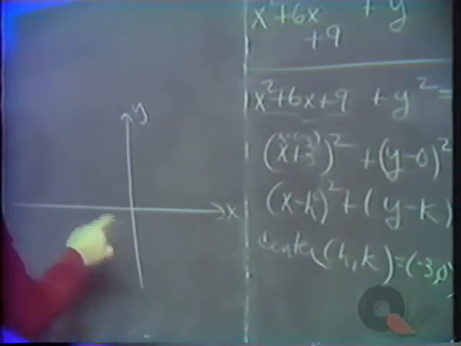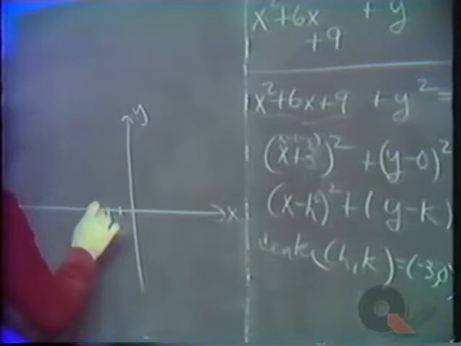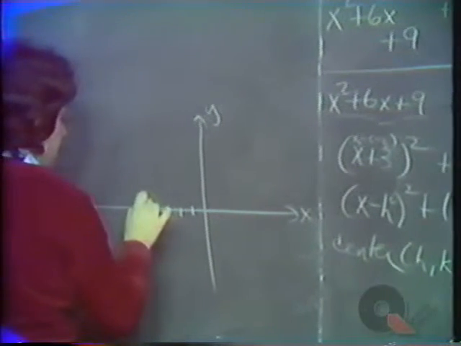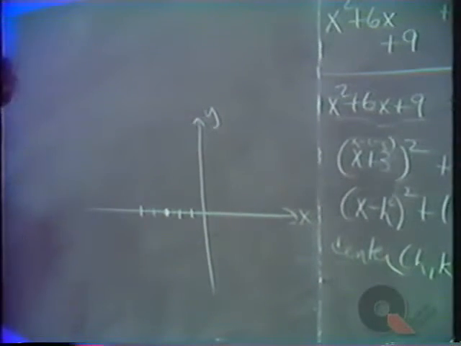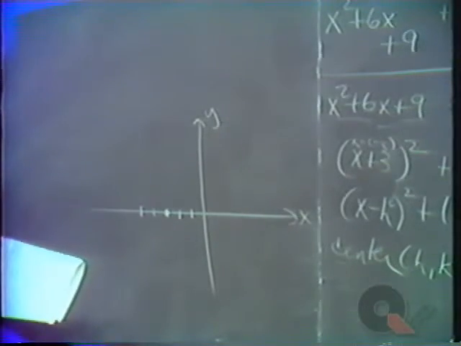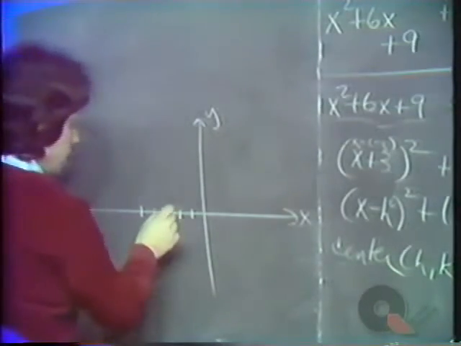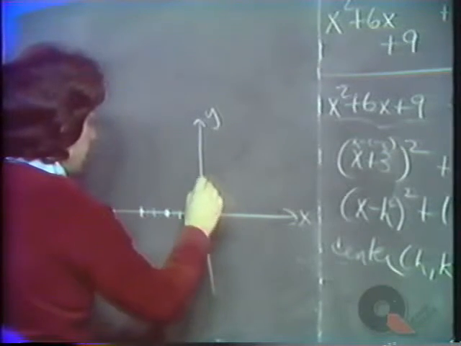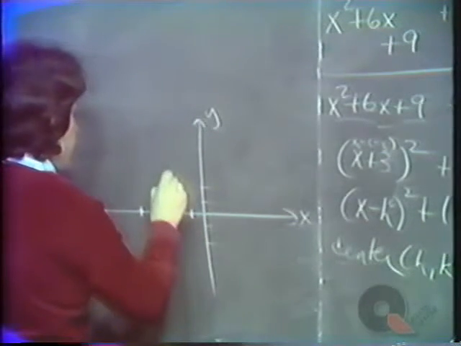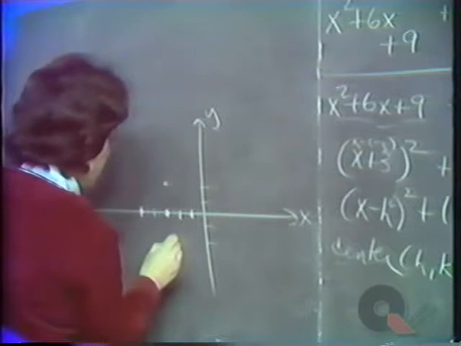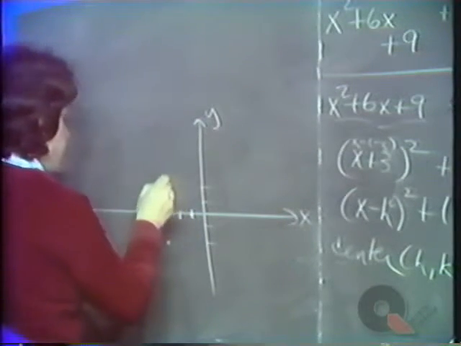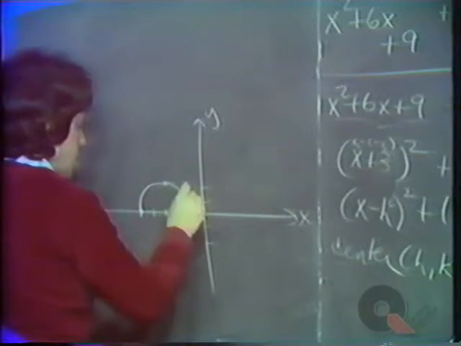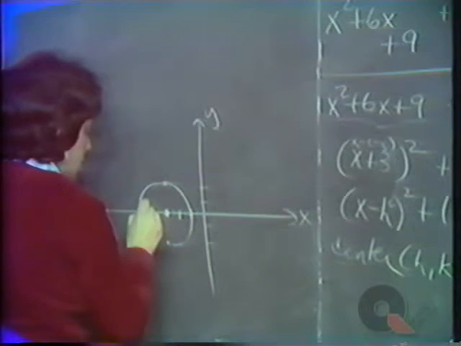The center is at minus 3, 0. The radius is 2. So I go to the right 2, to the left 2, up 2, and down 2 to get points on the circle. And then I sketch the circle.